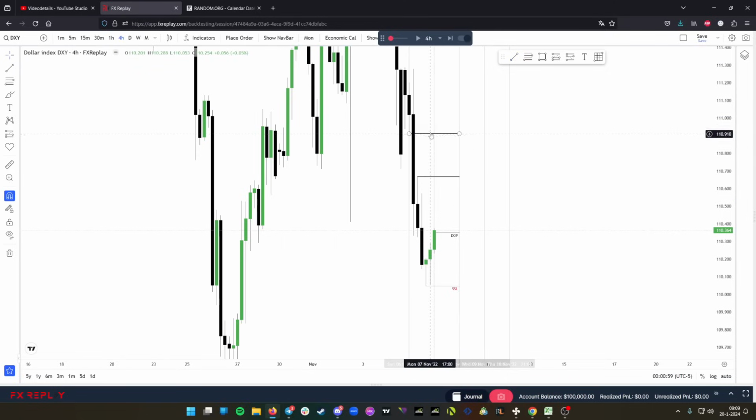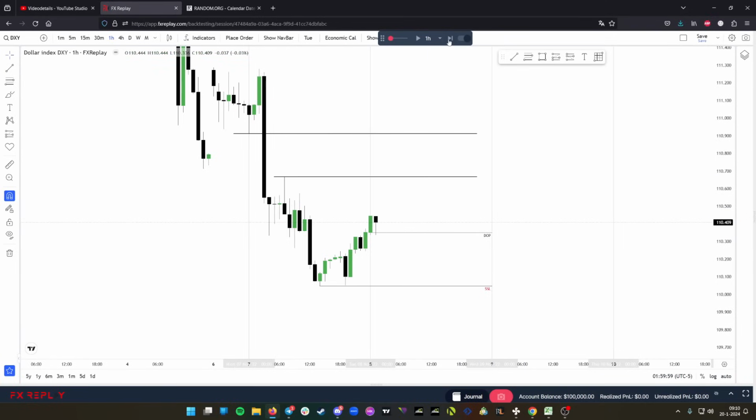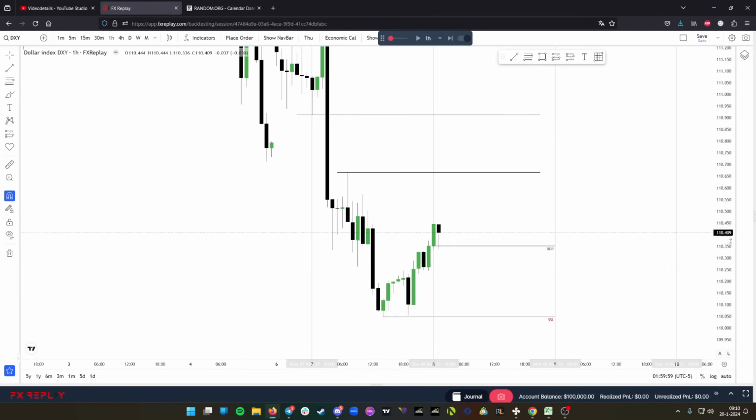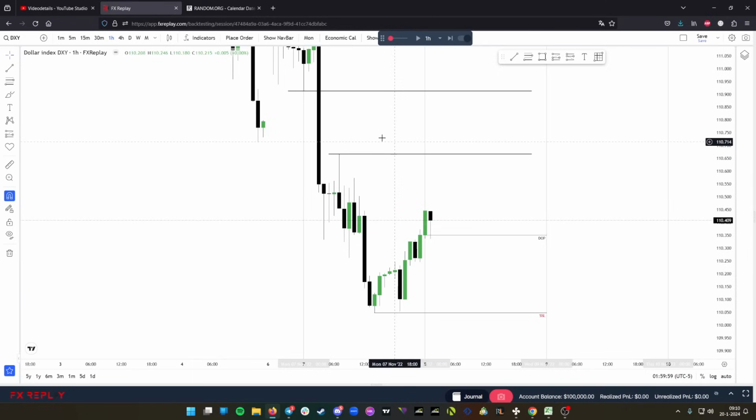So this is a potential area where we can look for shorts. If I look at the 1 hour, let's go to London kill zone, which is 2 a.m. Still bullish, respecting this, disrespecting this. So we're in bullish order flow. So let's see if we can reach the POI, and then we're going to look for shorts, right?